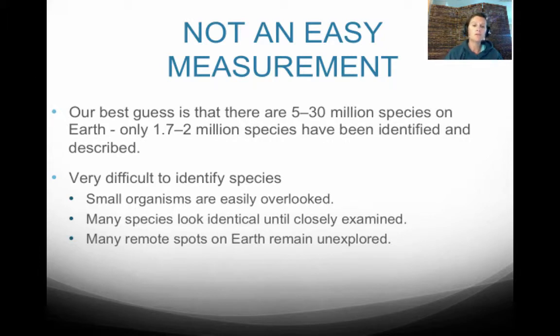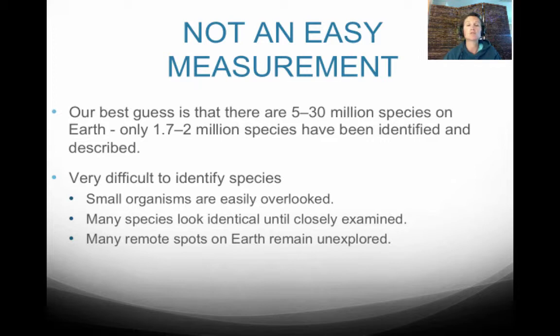Of course, as it would probably seem, biodiversity is not something that's very easy to measure. It's our best guess that there are anywhere from 5 to 30 million species on Earth. So as you can see, best guess 5 to 30, that's not a very narrow range, so we're really not sure. So far, we've only discovered about 1.7 to 2 million species and have identified them and named them, so there's still a lot out there to discover.